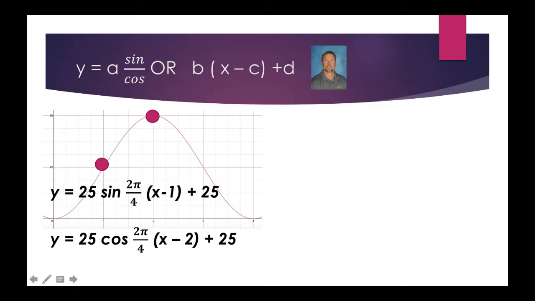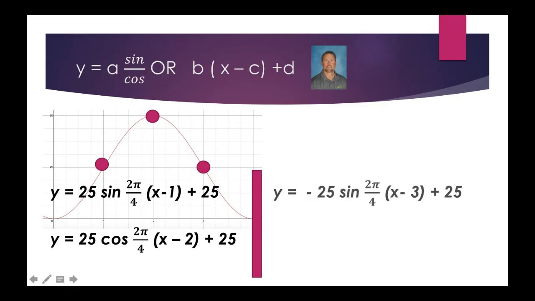Well, what if you wanted to start in the middle but head down? That's this dot, the third one I've drawn there. I'm in the middle of the graph, but heading down. If you remember, that is a negative sine graph. So if you wanted to make a negative sine equation, you just put a negative in front of the 25. And now it's x minus 3 as your phase shift because we're starting our graph at 3.